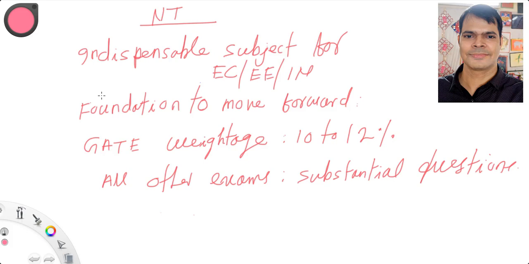Today we'll discuss network theory, and this is an indispensable subject for electronics and communications, electrical and instrumentation engineering branches. This is a foundation course to move forward to explore the other topics of the branches. Take the GATE weightage: it is 10 to 12% of the marks, keeps coming each and every year, and in other engineering competitive exams you will find substantial questions.